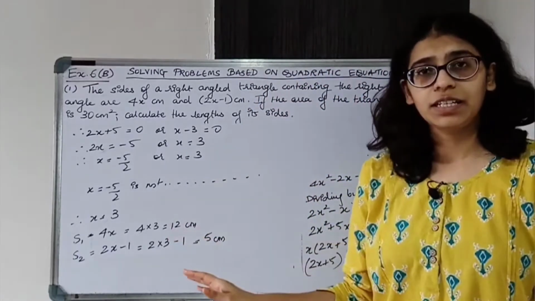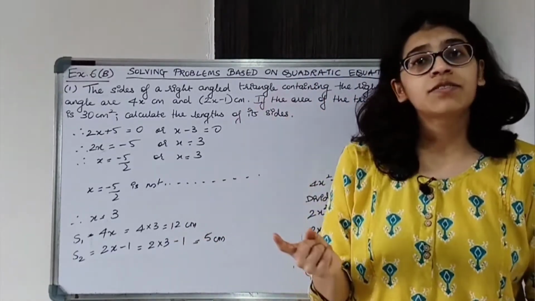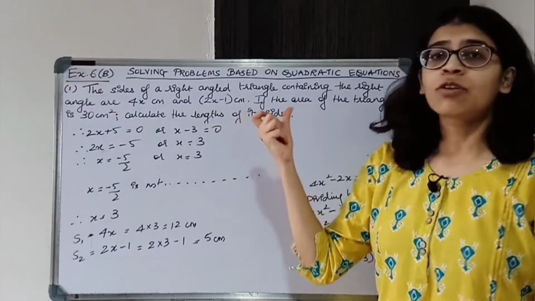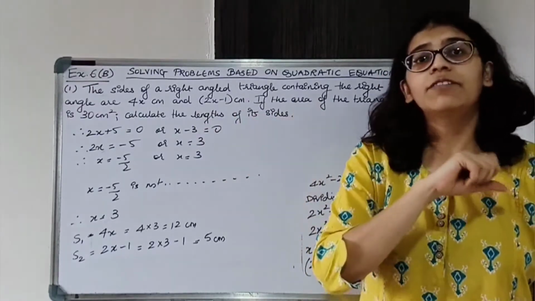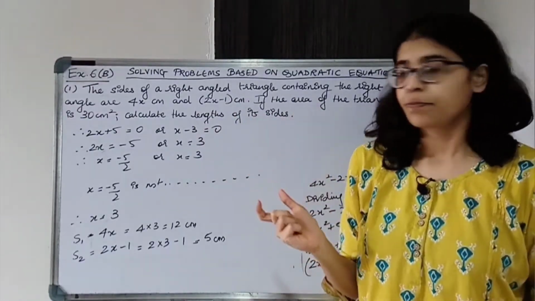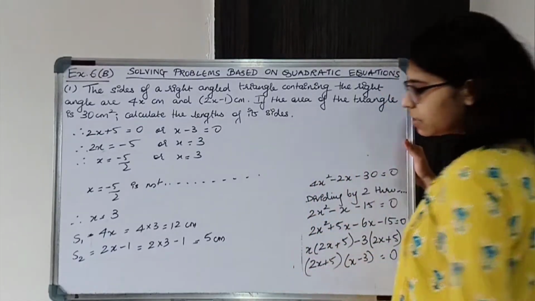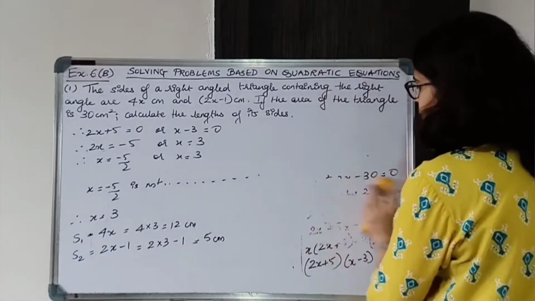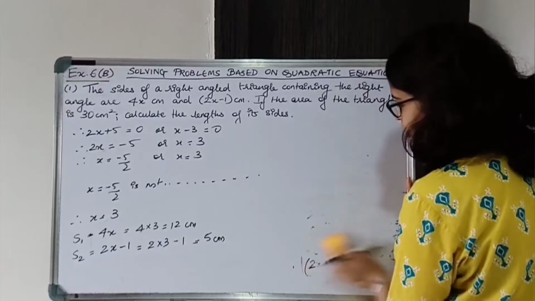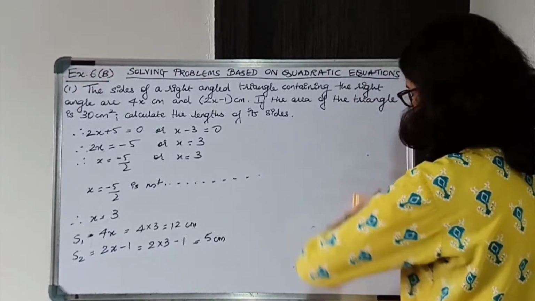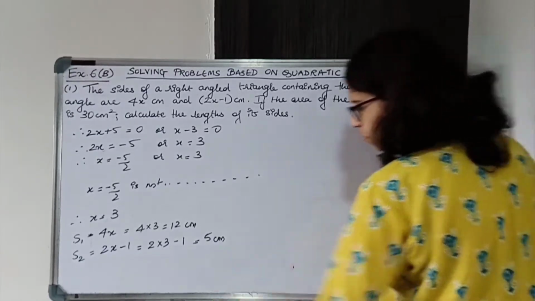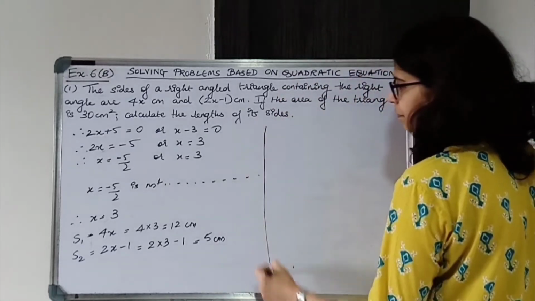We got both the sides. We need to find the hypotenuse as well, okay. Calculate the lengths of its sides. So we have to find all the sides, okay. So we know by Pythagoras theorem, side 1 square plus side 2 square is equal to hypotenuse square. So hypotenuse will be 13, okay.